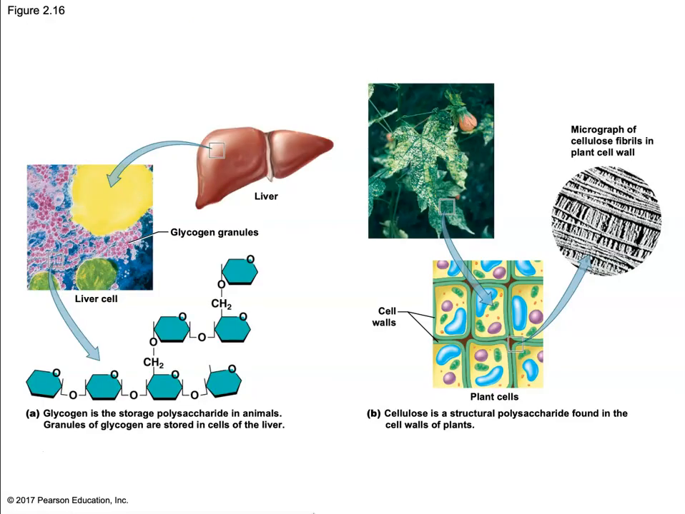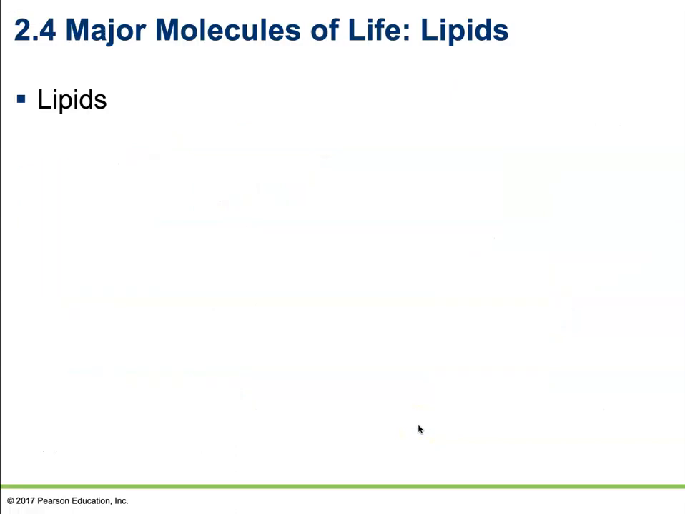So our next bit, here's just an example of what glycogen looks like inside of the liver cells, how we can use it to store energy. And then here is also plant cells using cellulose as a structural polysaccharide.